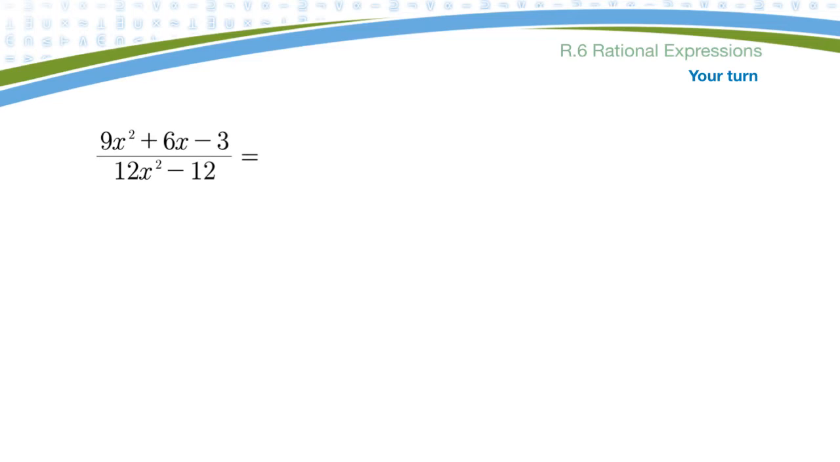Okay, let's factor. So the top looks like I can factor a 3 out. That'll leave me with x squared plus 2x minus 1. Is that right? Oh no, 3x squared plus 2x minus 1. Yep. And then on the bottom, I can factor a 12 out. That leaves me with x squared minus 1.